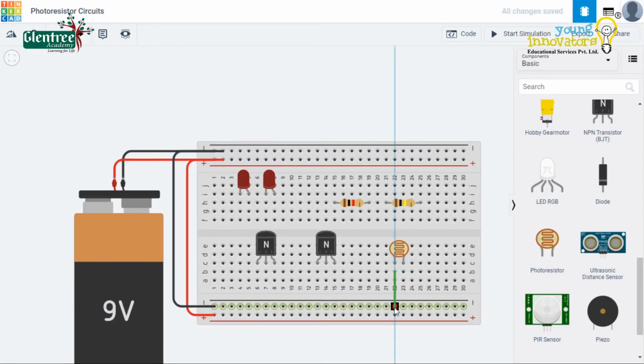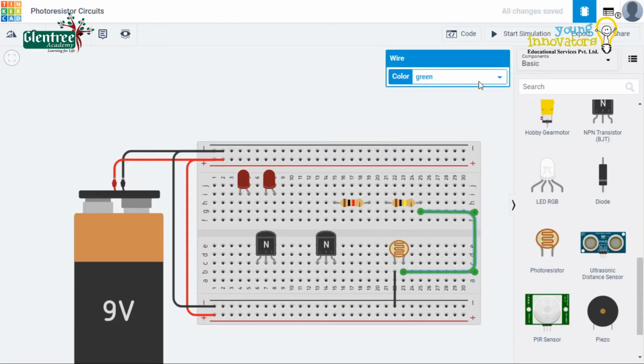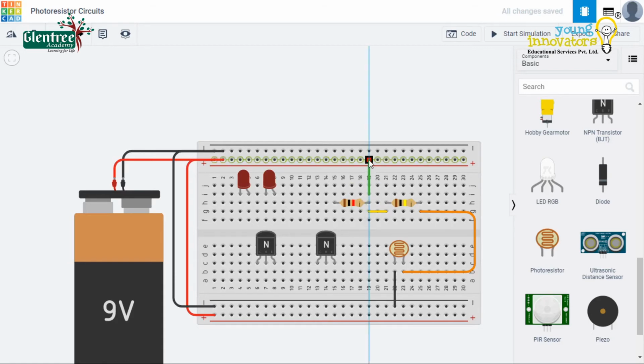Connect the battery negative to terminal 2 of the LDR. The other terminal of the LDR will go to the 10 kilo ohm resistor. The other end of the 10 kilo ohm resistor goes to the 1 kilo ohm resistor. The same end of the 1 kilo ohm resistor goes to the positive end of the battery. The other end of the 1 kilo ohm resistor goes to the emitter of transistor 2.